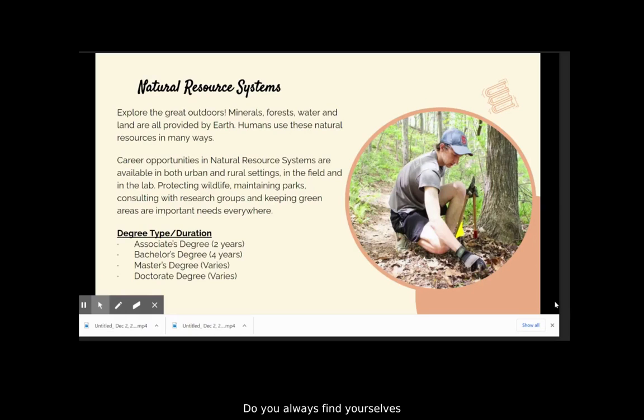Do you always find yourself in the outdoors spending time hiking, camping, fishing, or just generally exploring nature? If so, a career in environmental science would be well suited for you. Career opportunities in natural resource systems are available in both urban and rural settings, in the field and in the lab. Protecting wildlife, maintaining parks, consulting with research groups, and keeping green areas are important needs everywhere.